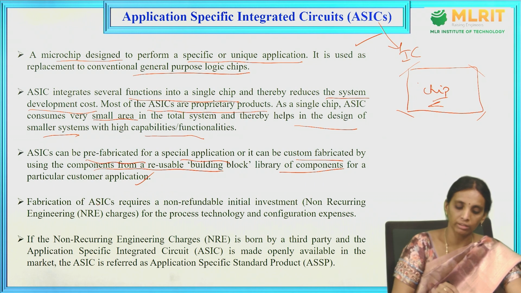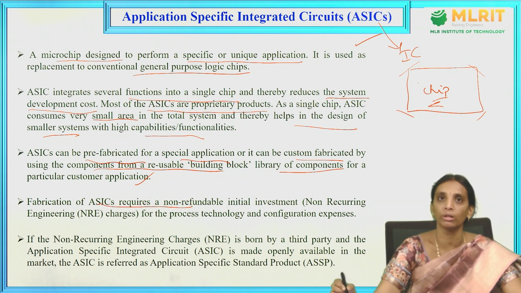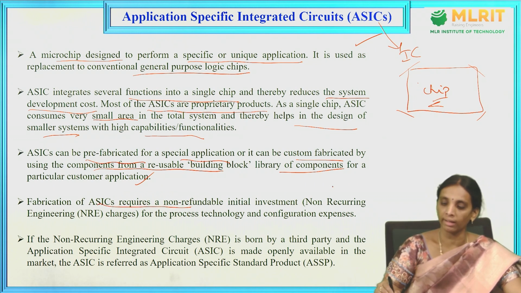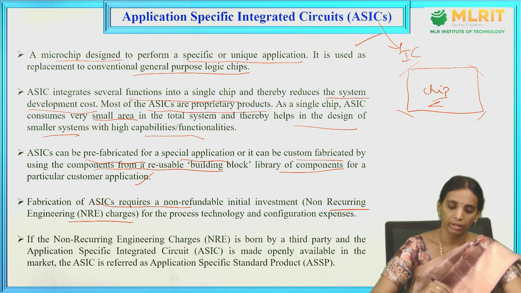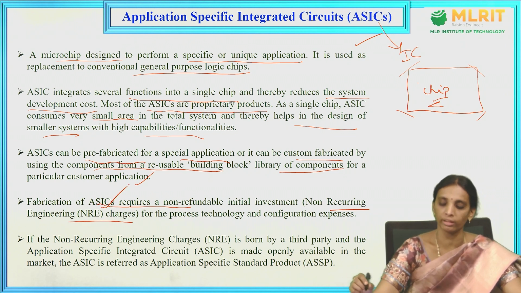So the fabrication of ASICs requires a non-refundable initial investment, which is called the non-recurring engineering cost. This will be the cost for ASICs. These are used for the process technology and configuration expenses.